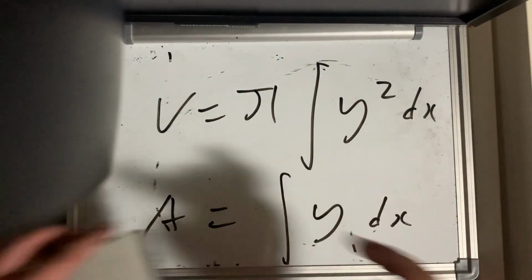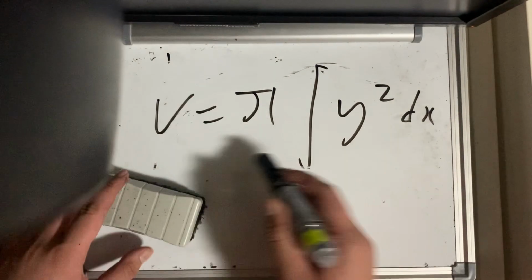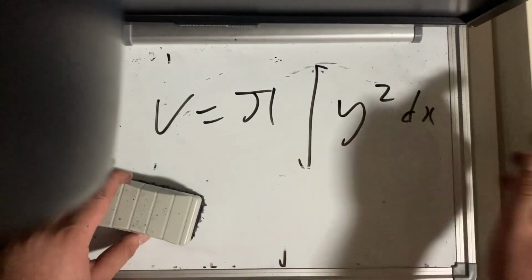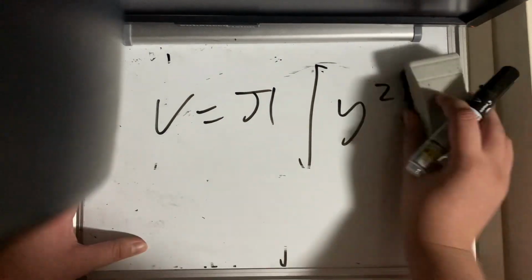Okay, so that's basically it. The volume of a solid of revolution follows this formula: pi integral of y squared dx. Very simple. So, yep.